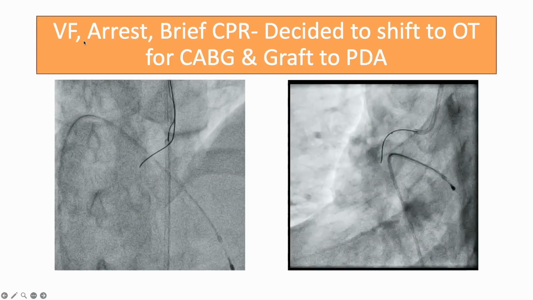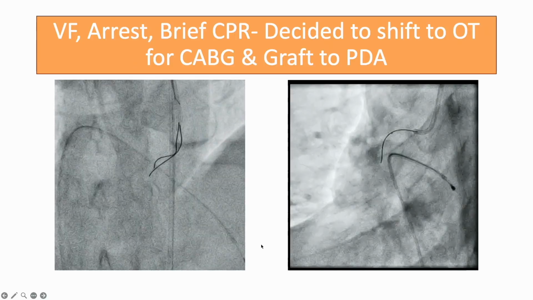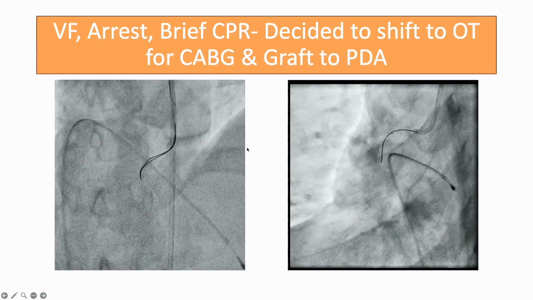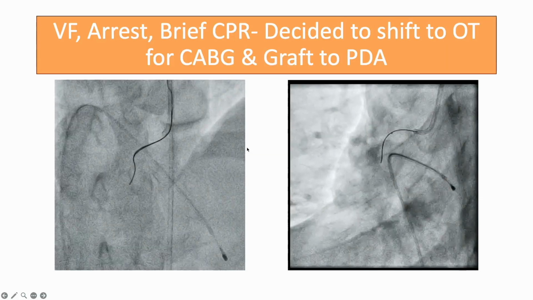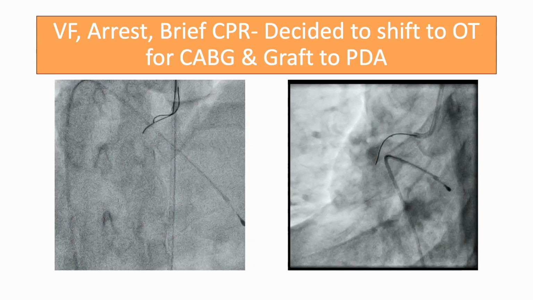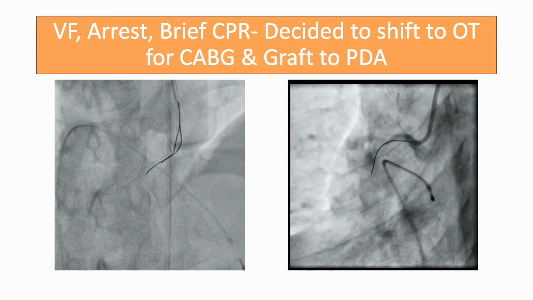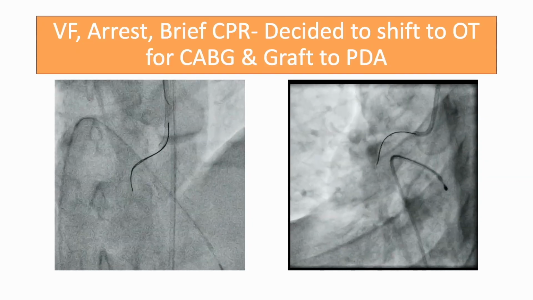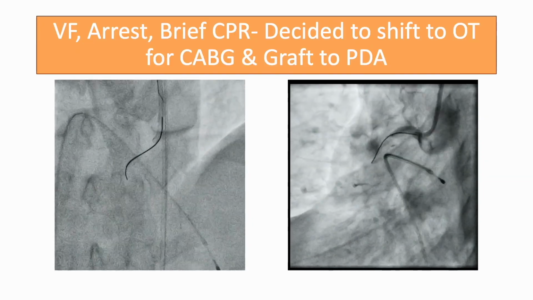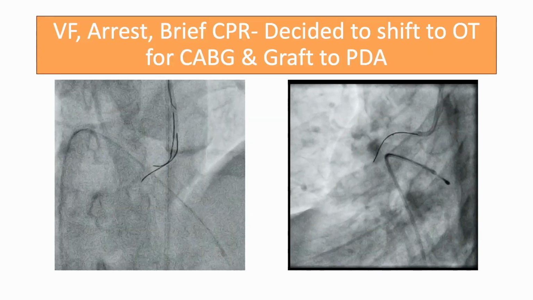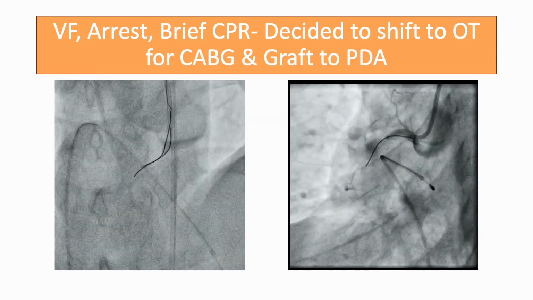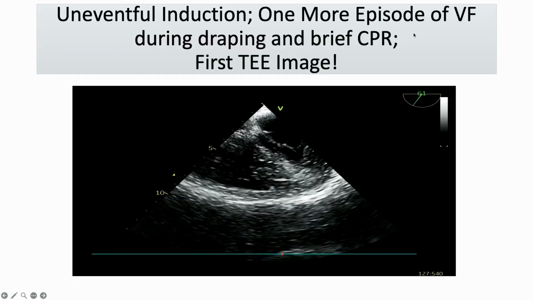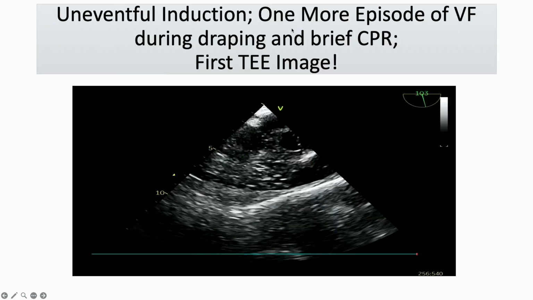Meanwhile, the patient had an arrest. CPR was given, and we put in a temporary pacing wire. Multiple attempts were done, and finally they said, okay, we call it off. We shift the patient to the OT, do a single vessel CABG, quickly put a graft to the RCA, and get out. He thought this was a half-hour job. When I shifted and induced the patient, it was uneventful, but there was one VF episode, and something was not right.